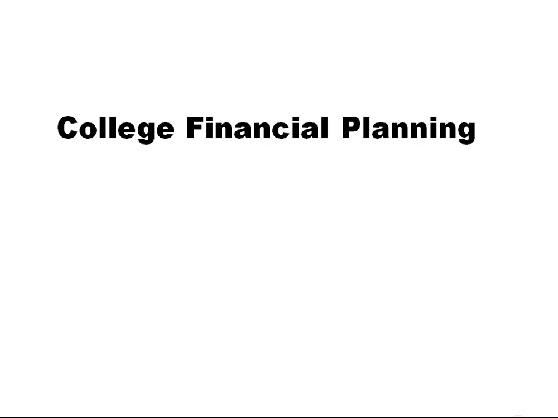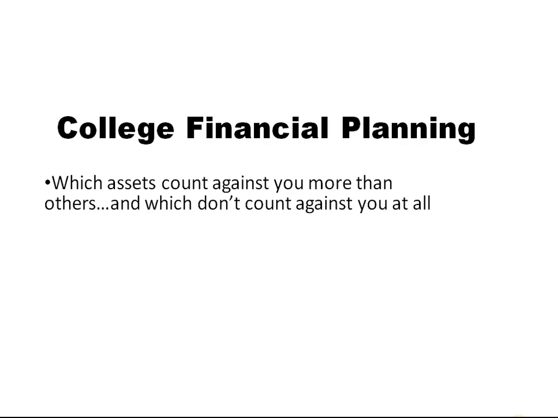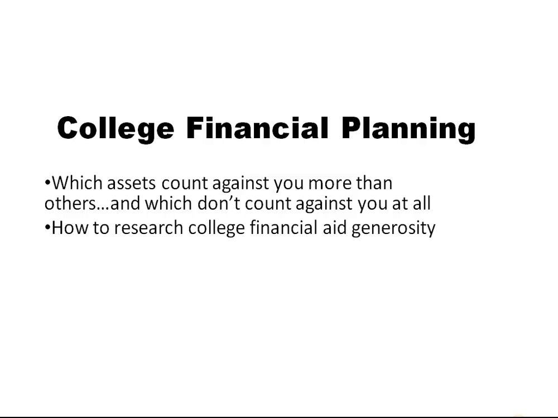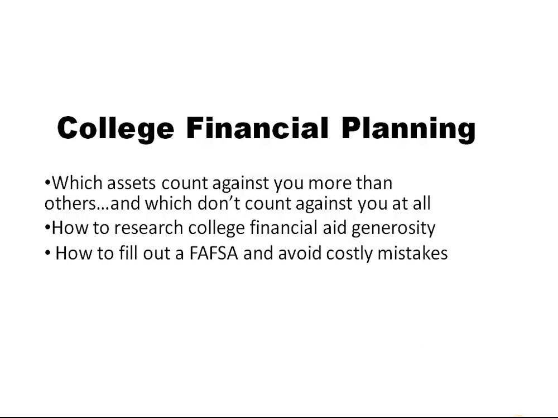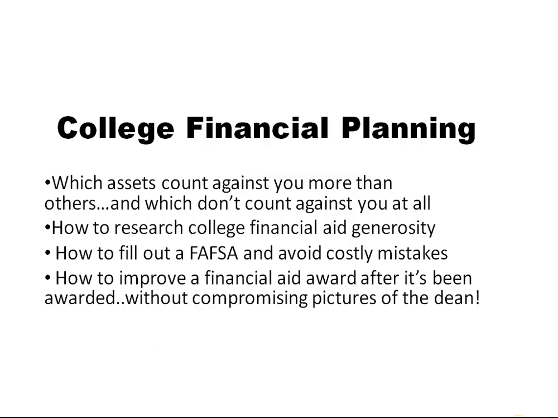Now, what about the financial stuff? Well, that's really more for the parents. There's college financial planning: which assets count against you more than others, which don't count against you at all. How to research college financial aid generosity. How to fill out a FAFSA, and how to avoid costly mistakes on that FAFSA, as well as identify key loopholes or opportunities to save. How to improve a financial aid award after it's been awarded without compromising pictures of the dean.